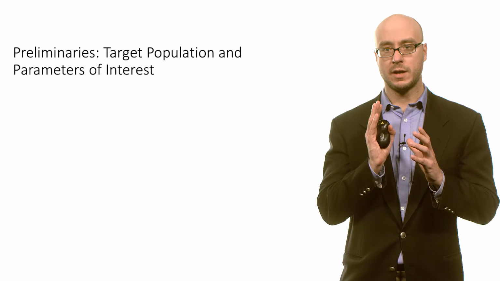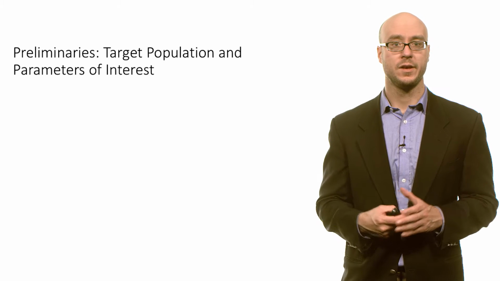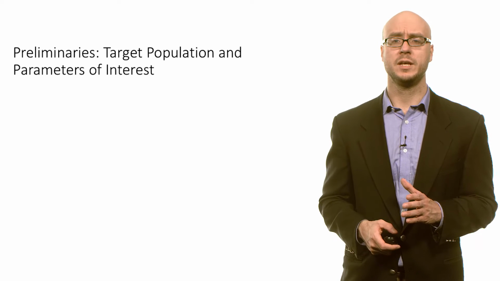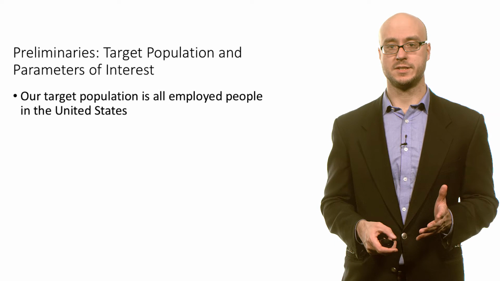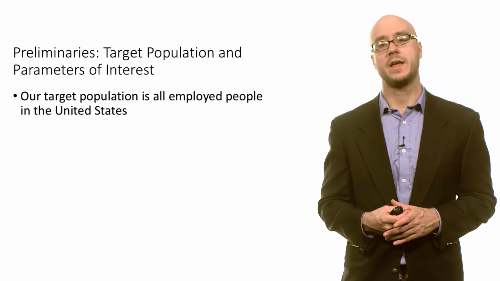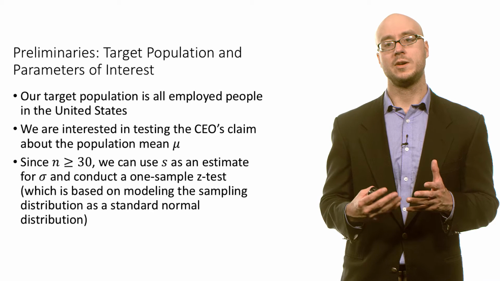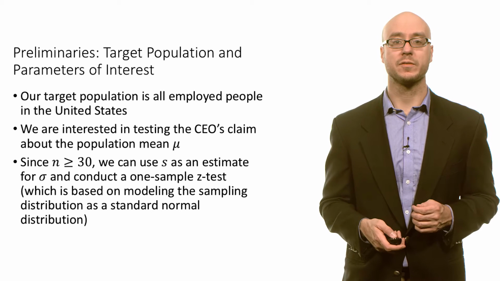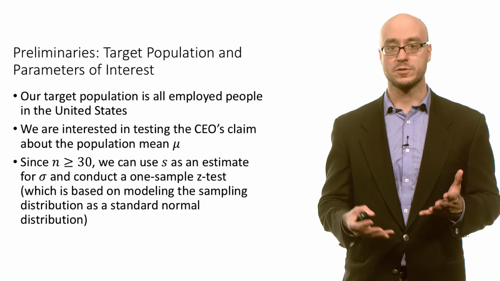Before you begin with a hypothesis test, you should consider the preliminary aspects of the test. In this case, we should consider the target population and the parameters of interest. Are you really interested in the mean or something else? In this case, our target population is all employed people in the United States. We have a random sample and we want to generalize or test some claim about that population. In this case, we want the mean. That's our actual parameter of interest. So we're really trying to test the CEO's claim about the population mean for hours worked.